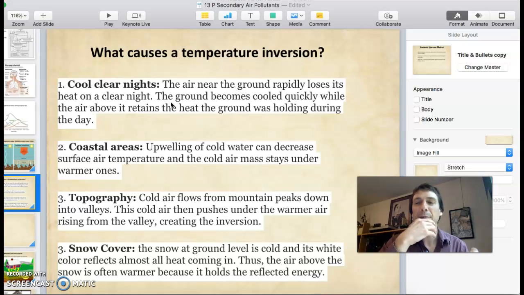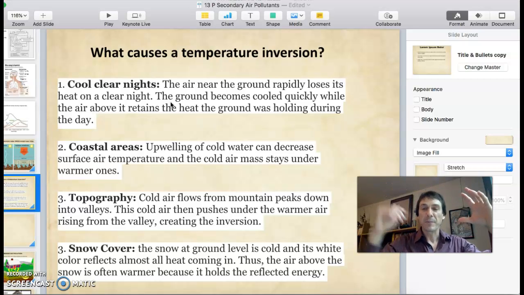So it's kind of a time thing, right? During the day, it's really hot, and so the air above the surface of the earth warms, and then on a cool, clear night, the earth will get cool, but that warm air will stick around up there. So that's why you get a temperature inversion.